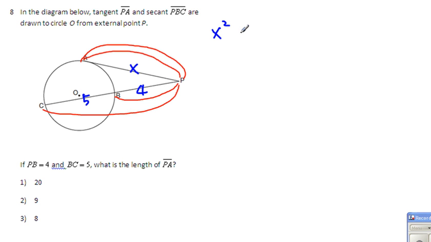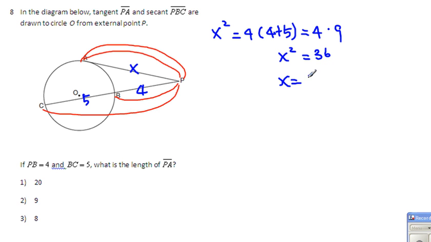So here we go, x squared is equal to 4 times the whole thing, which is 4 plus 5. Then that's equal to 4 times 9, where 4 plus 5 becomes 9. And therefore, it should be equal to 36. Then, where x squared here is equal to 36, then x now becomes 6. And I believe there might have been choice 4 right here. Alright, let us move on.